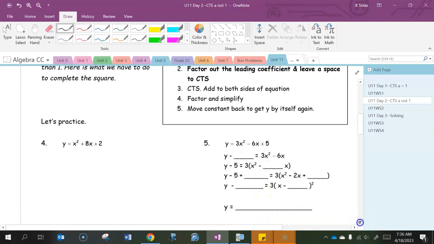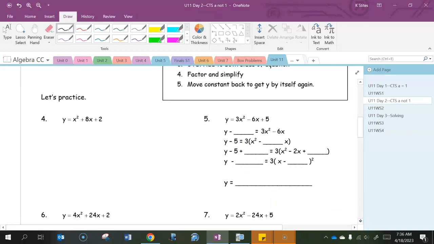All right, so we're going to fill in the blanks to do that for number 5. But first, let's just do a review of what we did yesterday. Your a value is 1 here, so this is the same as your homework from last night. Subtract your 2 over. Take your b value, divide by 2, square it. So that's going to be a +16. Make sure you add that on both sides. Combine like terms. Oops. -2 plus 16 is 14.